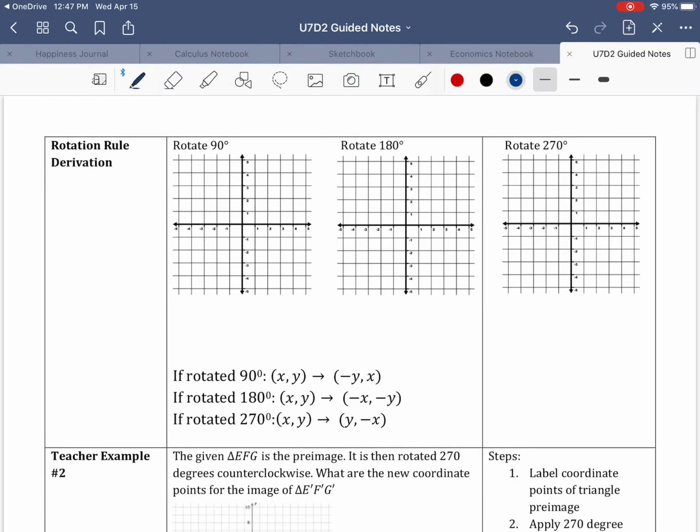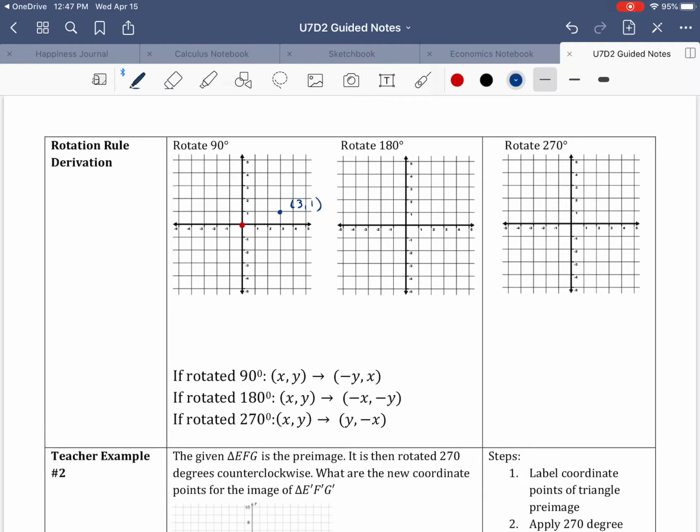As we talked about before, we said that the origin is our center of rotation. That means all of our rotation is going to happen around the origin. Now let's talk about a coordinate point here, 3, 1. All right.